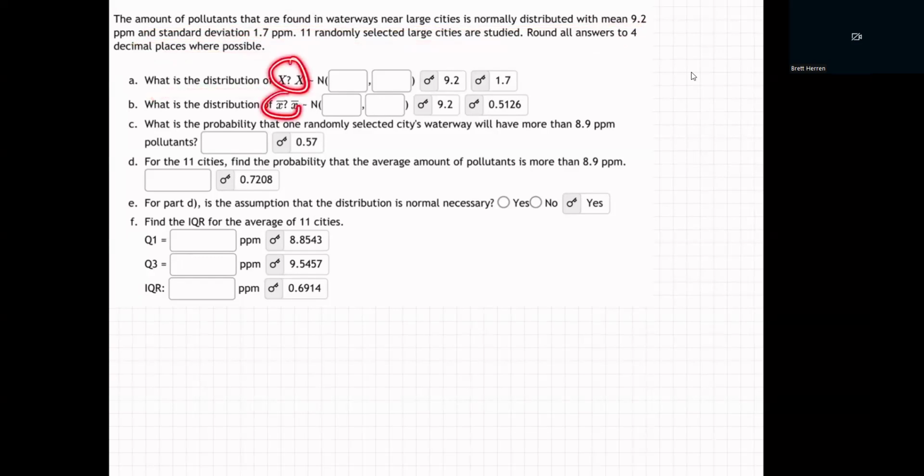Now notice we have an X and an X bar. Whenever you see X, that means one whatever. In this case, it's one city. And whenever you've got X bar, it always means the average for n cities, meaning not just one.